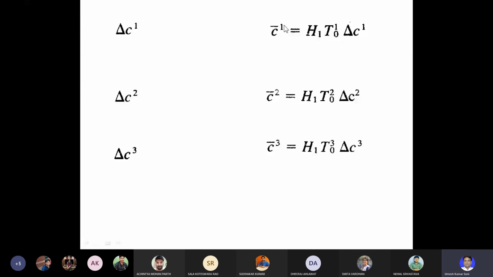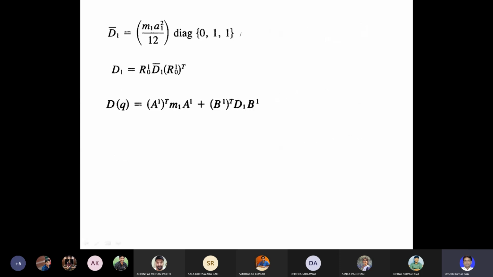inertia, center of mass coordinates with respect to base frame. Okay. Similarly, you calculate for other links, del C2 and del C3. These are the center of mass with respect to second end of the link 2, and similarly here delta C3 is the center of mass coordinate with respect to second end of link 3. Okay, and here you have calculated the link center of mass coordinates with respect to the base frame.